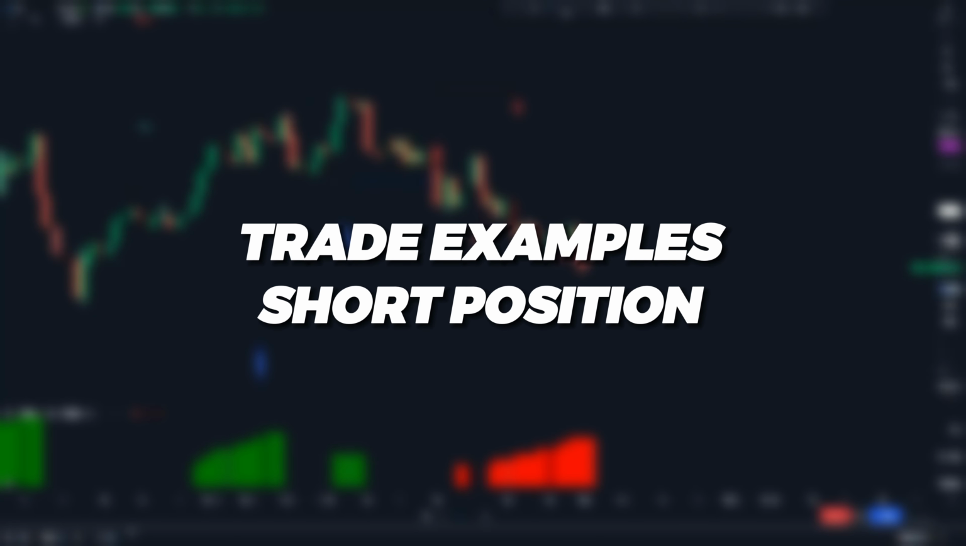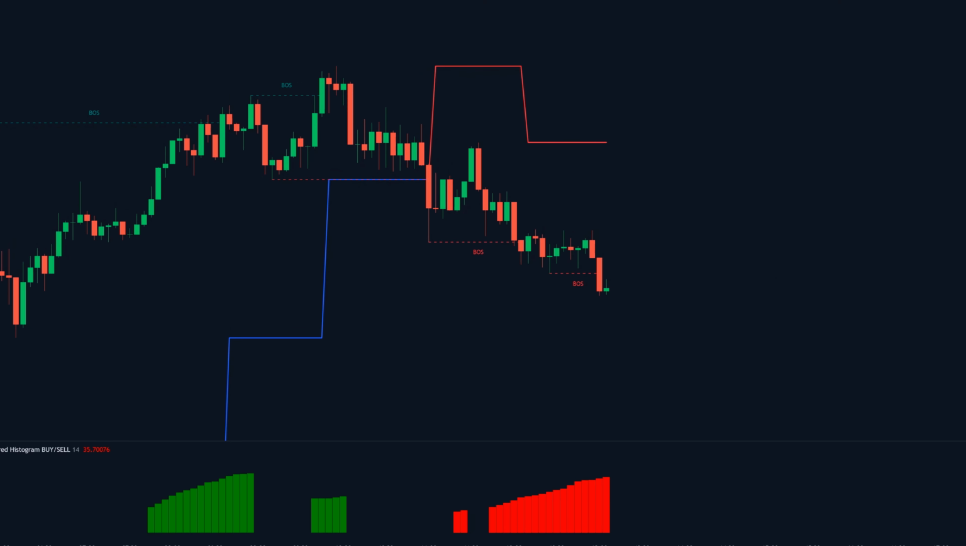Now, how do we take a short position? Well, it's actually going to be the opposite of everything we did for the long positions. So, condition number 1, we identify a bearish BOS level, which is this. Then lastly, we just make sure that from here to here, the histogram of the ADX and DI was colored red with no gaps in between.